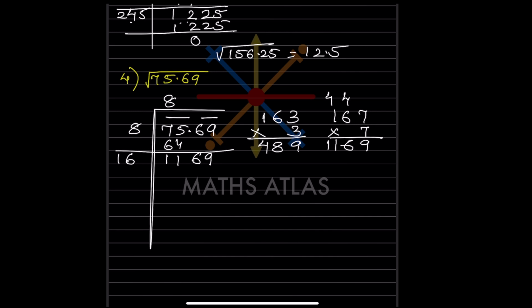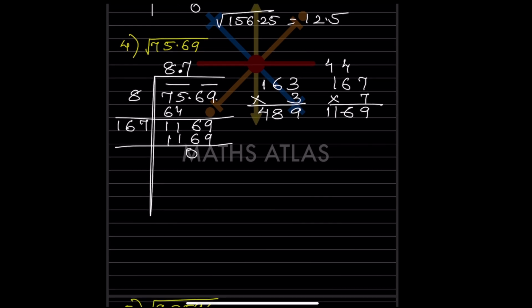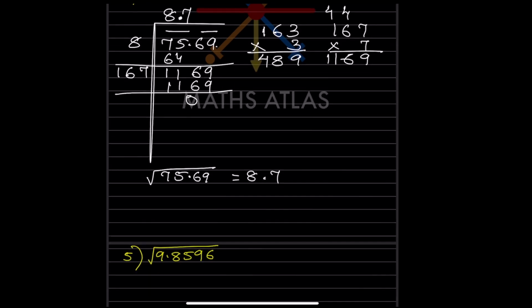So this is 1169. So here it should be 7. So now where is the decimal going to be? After, because here it is divided by 2, so it should be after one number. So root of 75.69, that is going to be 8.7.